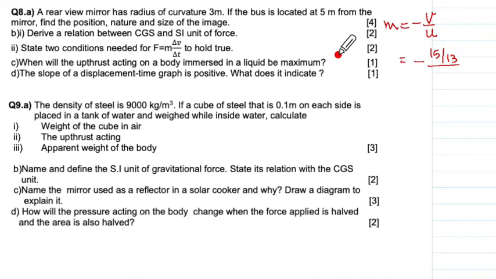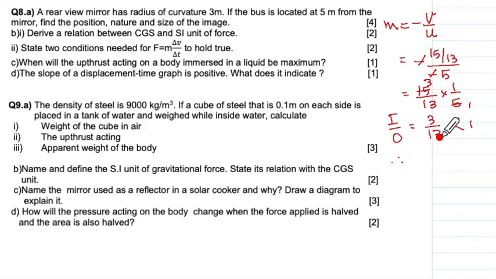And what is the value of our u? It is 5 meters, so it is minus 5. Correct? So that will give us minus minus getting cancelled, and 15 upon 13 multiplied by 1 upon 5. So 5 ones and 5 threes. So you will see that your I upon O is going to be 3 upon 13, which is less than 1. If the object is 13 centimeter, image will be 3 centimeter. So you will say therefore image is diminished.